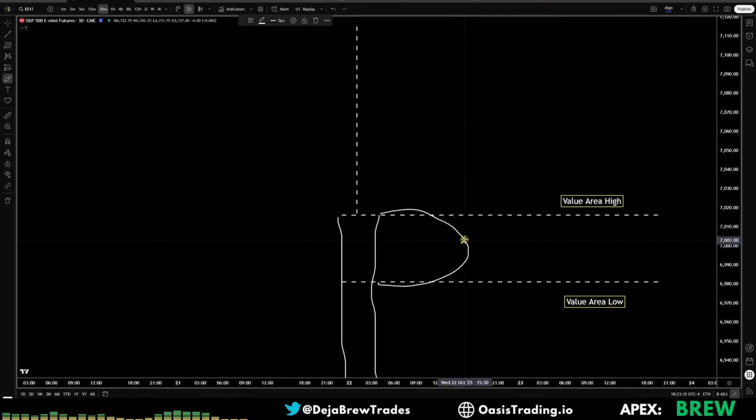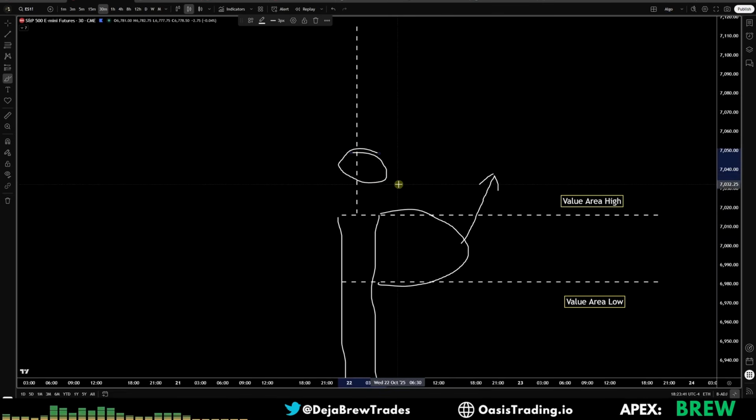So let's say we have a strong break of that value area high. We're building up a ton of value on that upper tail. That upper tail originally was very low value. It just fell off a cliff. Basically found no buyers above the value area high. But now we are finding a ton of value above the value area high.